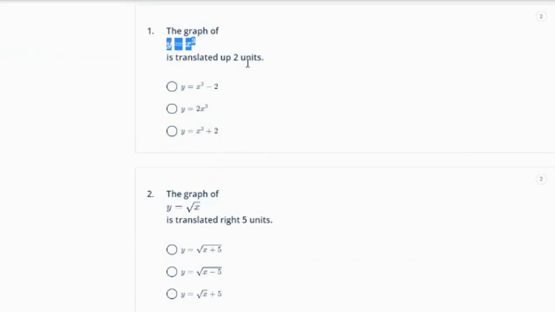So if you have the graph of y equals x to the third right here, and you translate it up 2 units, what do you do to it? Does x to the third get a -2 in the end? Do you put a 2 in front of it, or do you add 2 to it? Three choices, multiple choice.